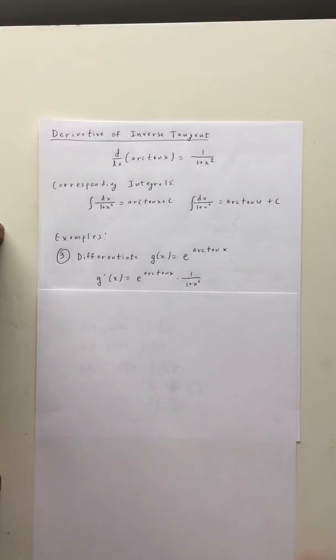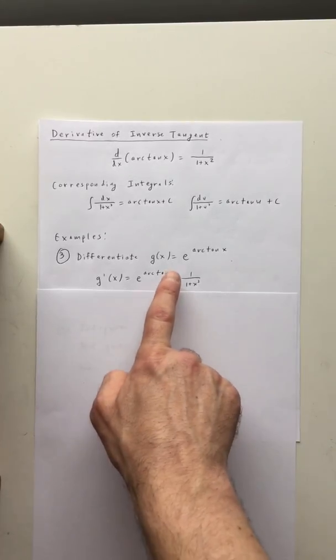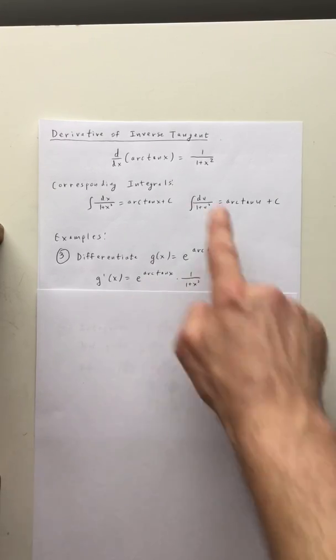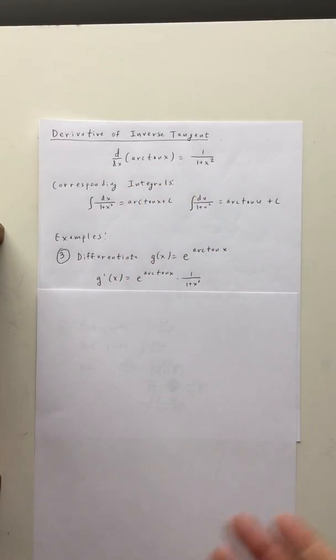So we recopy the original problem just like we always do. And now we want to multiply that by the derivative of the inner function. The derivative of arctan x is 1 over 1 plus x squared, just from this formula right here. So that's our final derivative, g prime.